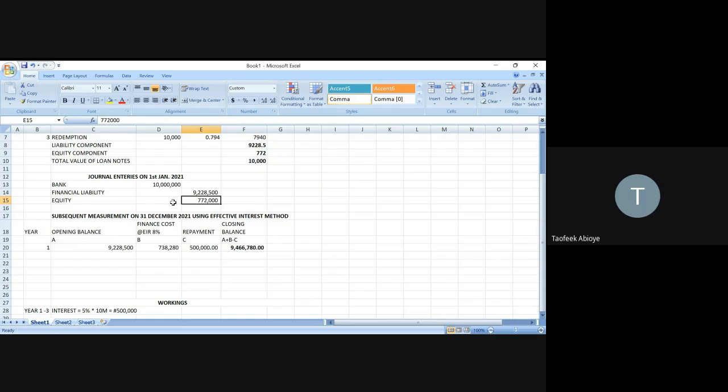Then at the end of year 3, if the person wants to collect his money back, we now recognize this liability. But if he says he wants to convert to equity, then we convert the liability to equity. So that is all about the convertible loan. That is a compound financial instrument.